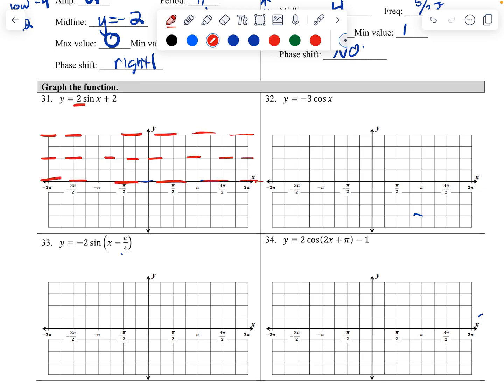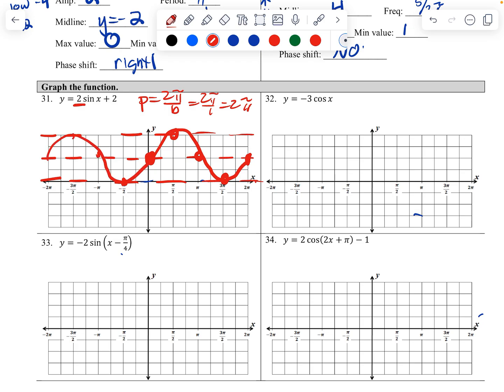And our b value is 1, so our period, which is 2 pi over b, is 2 pi over 1, so that's 2 pi. Okay, so sine starts in the middle, high, middle, low, middle. And then you could go backwards as well.